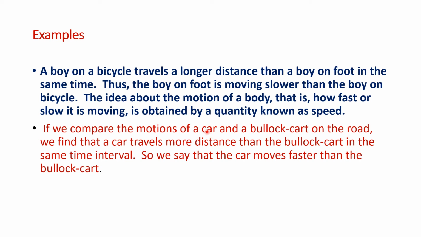Okay. So if we compare the motion of a car and a bullock cart on the road, we find that a car travels more distance than the bullock cart in the same time. So if we compare the same time, how much distance they are moving, we will see that the car is moving a greater distance. So we say that the car is moving very fast, isn't it?